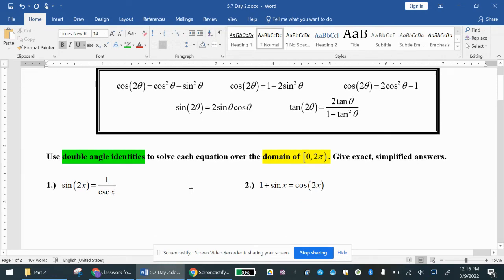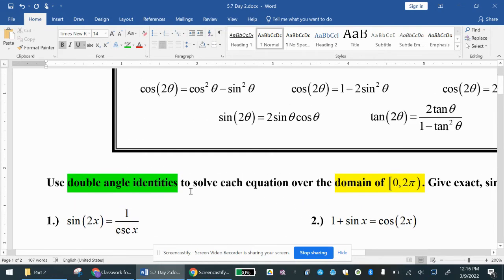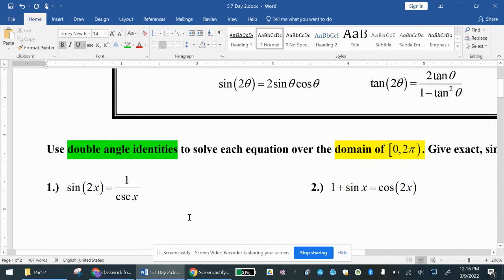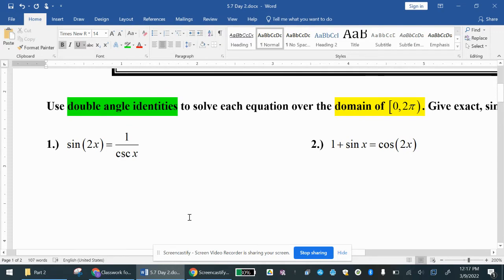Let's take a look at number 1. If you notice, they're using sine of a double angle as well as cosecant of an angle. When you are solving equations, it is super critical for you to try to keep everything within the same family of trig functions. For example, everything should be sine, or all the terms should be written in terms of cosine, or everything should be written in terms of tangent. So sine and cosecant are related, okay?